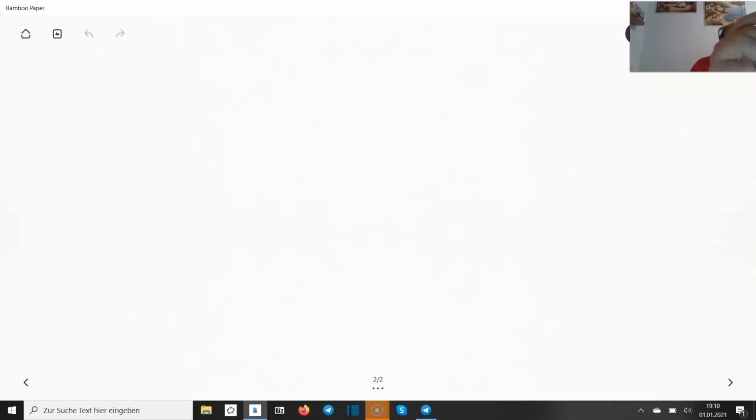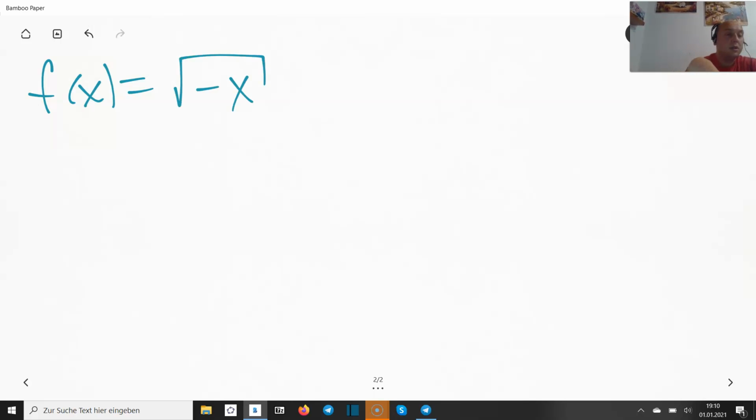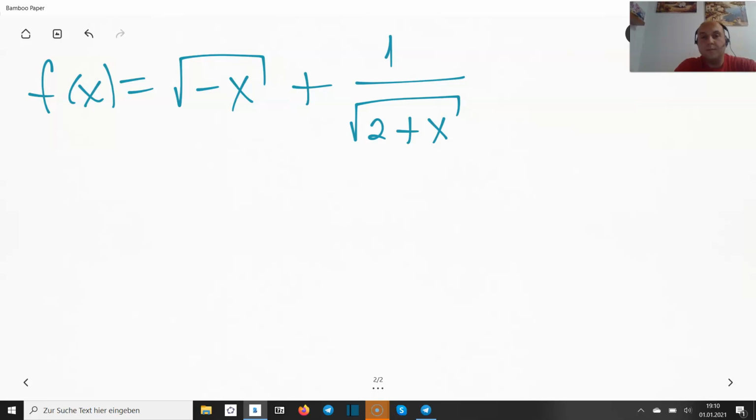Let's maybe do one more example. f of x equals the square root of minus x plus 1, divided by the square root of 2 plus x. So I'm just doing some exercises from the internet or whatever. I was just thinking about starting at the very bottom and going up as far as I will make it. I don't know. That's why I think domain is a good topic to start with the basics. Okay, so what do we have here?